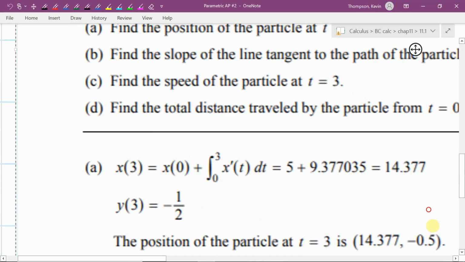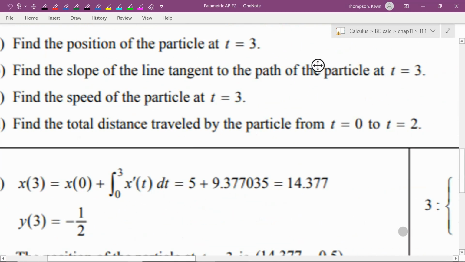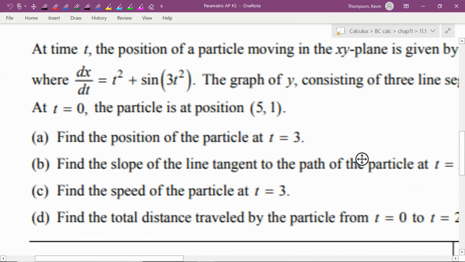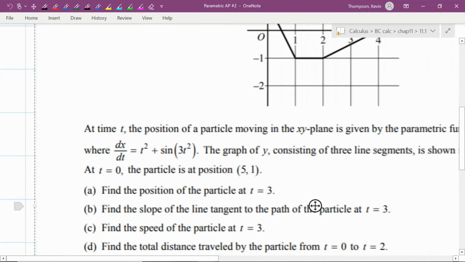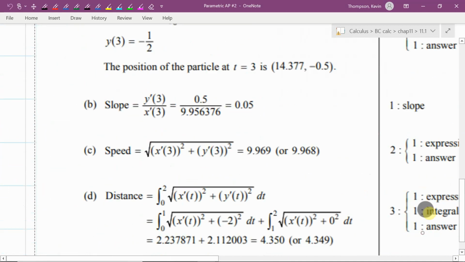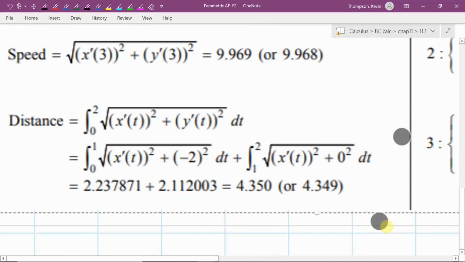Okay, then D, find the total distance traveled from 0 to 2. Well, again, this really looks like parametric length of a curve because I have a function for x and y in terms of t. So solving it, there's the answer on the screen.